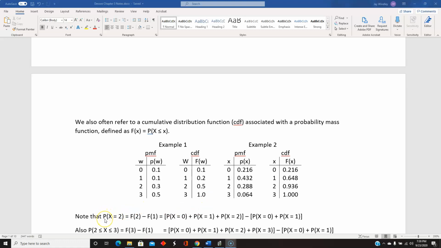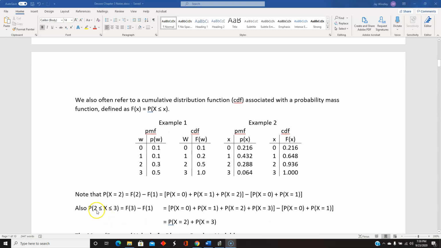Note that you can find the probability of a particular value of X by subtracting values of the cumulative distribution function, which is indicated with a capital F usually. So you add up all the probabilities up to 2, and then you subtract all of the probabilities added up to 1, as you see here. And when you do that subtraction, what you're left with is the probability that X is 2. You've got 0, 1, and 2, and then you're subtracting 0 and 1. So what you're left with is the probability of 2. Also, you can find a probability of a range of values of the variable by subtracting appropriately two values of the CDF.